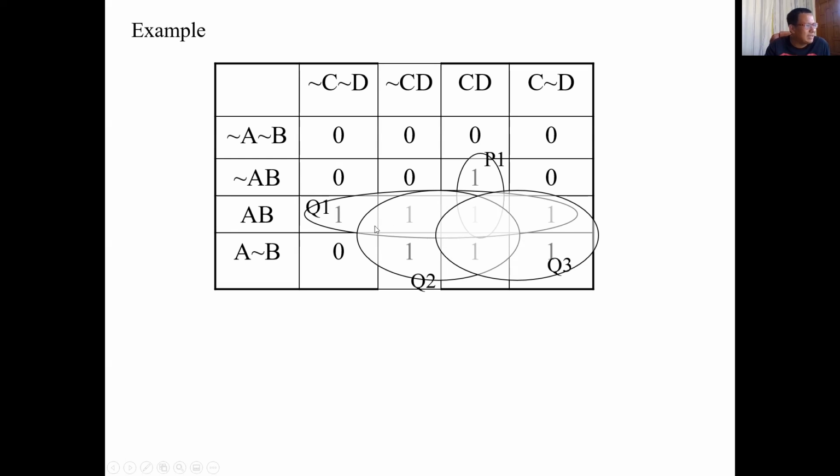Now, Q1 is not redundant because it has this square which does not belong to any other. Q2 is also not redundant because it has a square which is unique to itself. Q3 has a unique square. P1 has a unique square. You cannot make a pair inside here because it belongs somewhere else. That one is redundant. Do you follow?